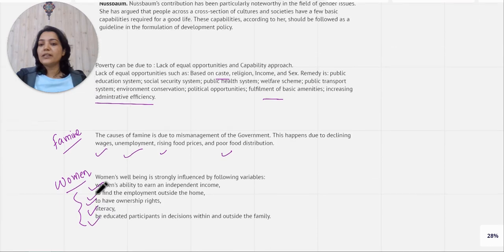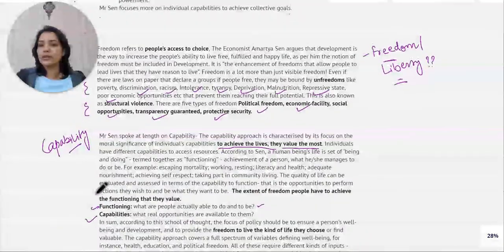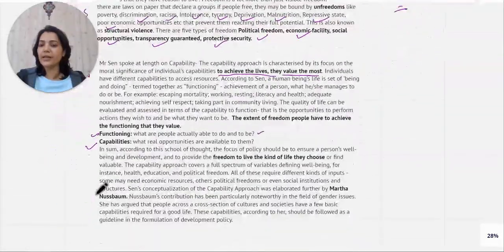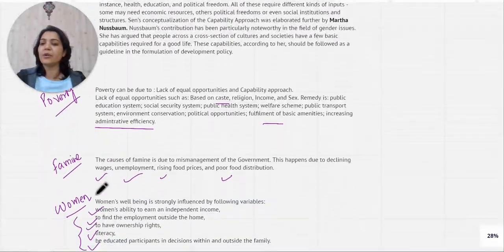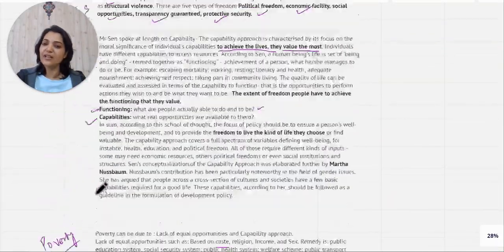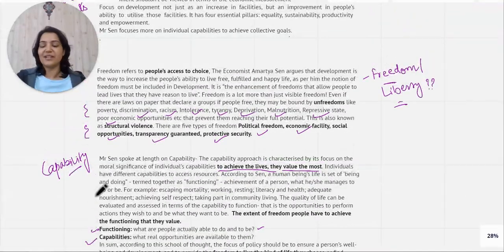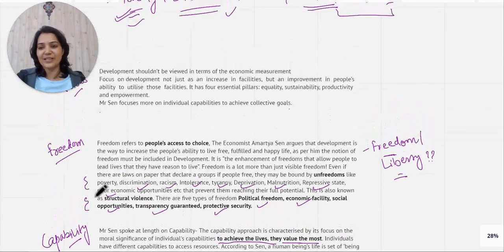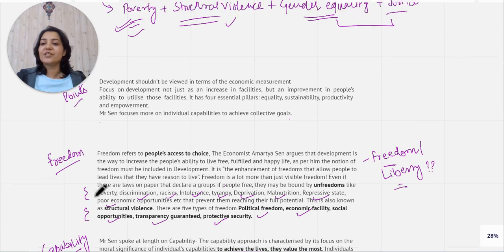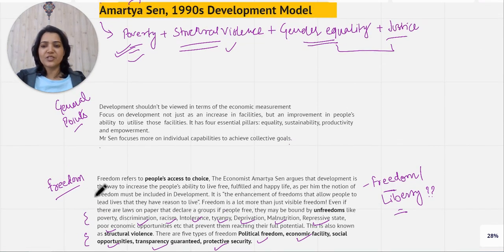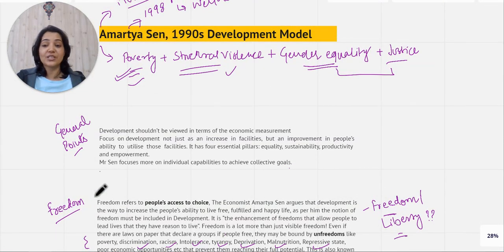So now what are all these pointers leading to? The point on freedom, the point on capability, the point on poverty, the point on famine, the point on women. They all are leading to development. This is what the concept of development is from Amartya Sen, which is focused on human development, which is talking about structural violence, which is talking about many more things, where Amartya Sen is talking about providing these opportunities which are provided by the government as per the need of the people, as per the capability of the people.